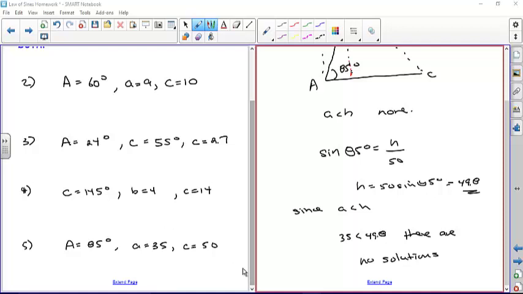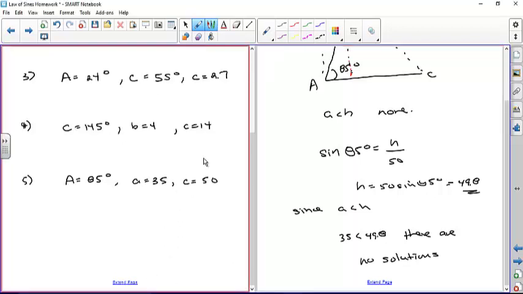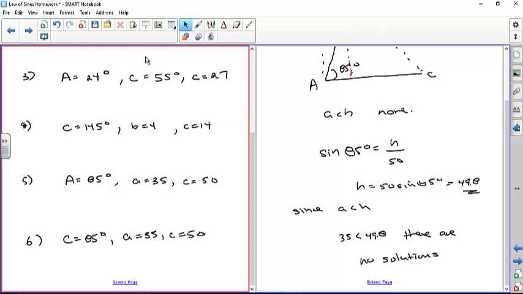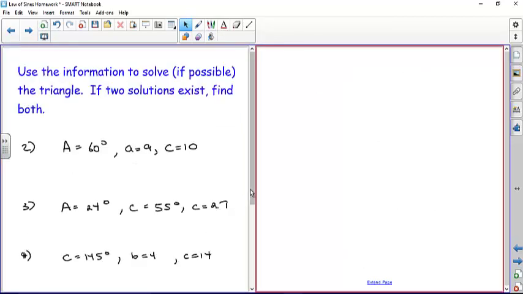Because let's look at the case. What I'm going to do is add another problem here. 6. Let's say C equals 85 degrees, and A equals 35, and C equals 50. So let's see what that one looks like. This one actually does have solutions.